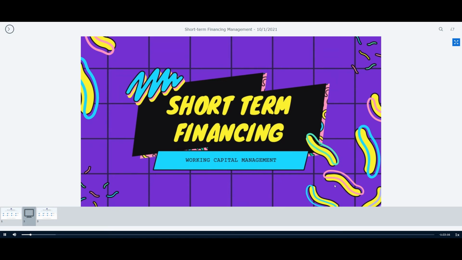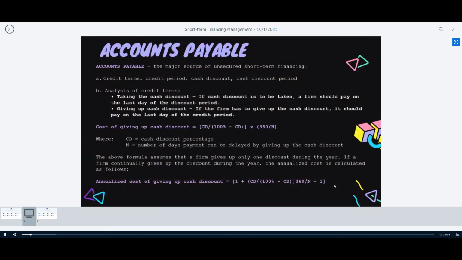financing management. So, of course, what are short-term financing? For example, we need short-term financing. Where do we go to get this? So, una, syempre, doon sa mga suppliers natin, by way of accounts payable, or punta tayo sa banks. So, later on, we'll also cover that.